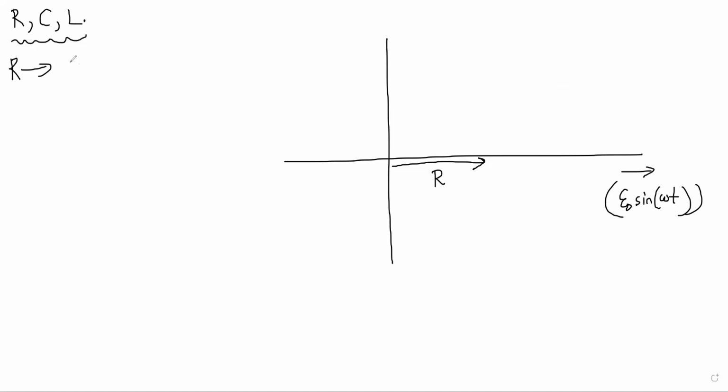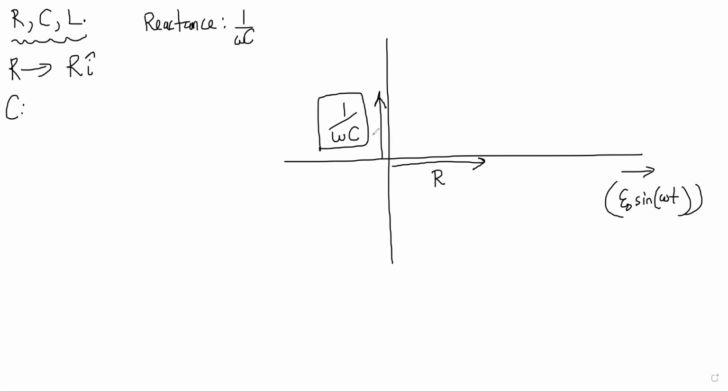R will be represented by R in the i cap direction. Capacitance always creates a current which is pi by two ahead, so plus pi by two. This direction will be for capacitors, and the length of that vector will be the reactance of the capacitor, which is 1 by omega c, along the plus y-axis. An inductor has reactance omega L, and it will be a minus pi by 2 phase, so inductors would go in the negative y direction.